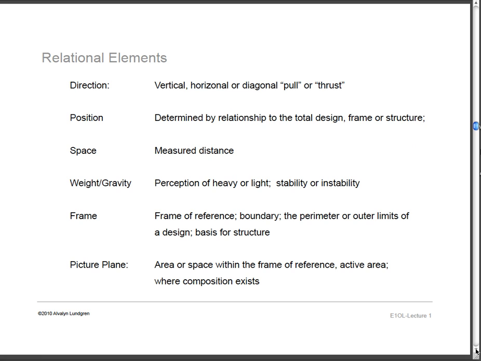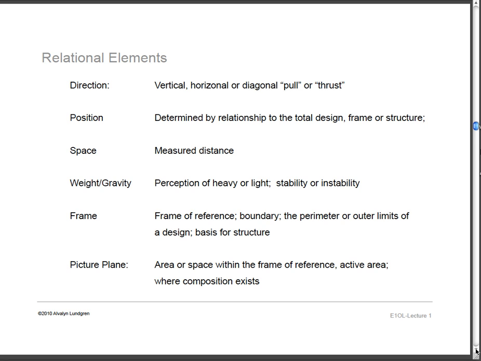The relational elements in design are how we relate the formal elements to each other. First one is direction, and there are basically 3 directions in two-dimensional design. There's the vertical, which goes up and down or top to bottom. There's horizontal, which is side to side, and then there's diagonal, which is anything that's not vertical or horizontal.